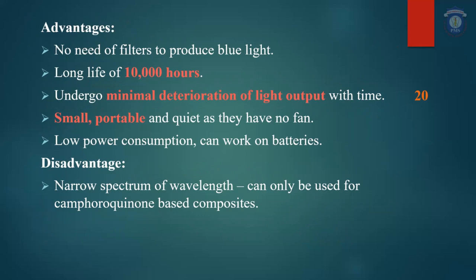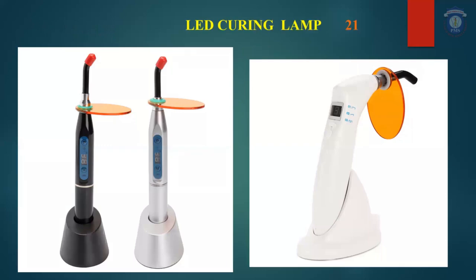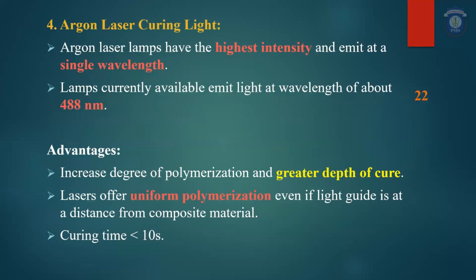The lifespan of LED units is up to 10,000 hours. They undergo very minimal deterioration with time. The units are small, portable, and very quiet. And since they work on batteries, their power consumption is also quite low. The only disadvantage is its narrow spectrum of wavelength, but it can be managed, as I mentioned before, by using multiple units. This is a picture showing a LED curing lamp.